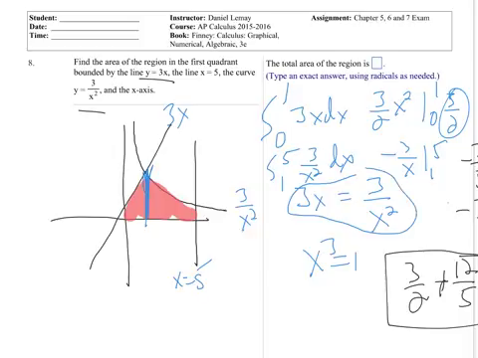I said, where does 3x equal 3 over x squared? I multiplied by x squared, I divided by 3, got x cubed equals 1. The cube root of 1 is 1, so I know that point is 1. So I integrated for the 3x being the function from 0 to 1.